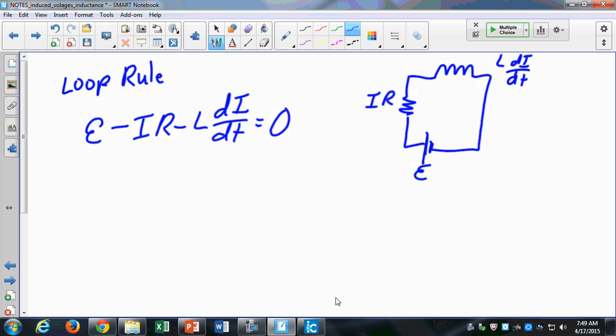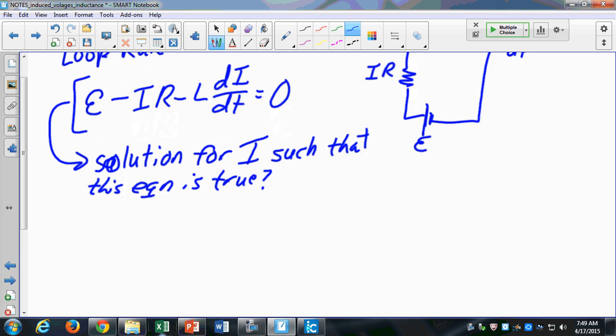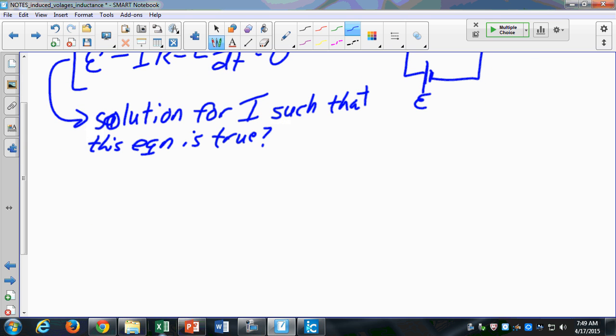Alright, so I want to solve this. This is a first order differential equation, and I just want a solution for this. What is a solution for I such that this equation is true? Alright, we're not going to solve it. I'm just going to tell you what the solution is. Is that okay? That is what it is. I'm not going to solve it.